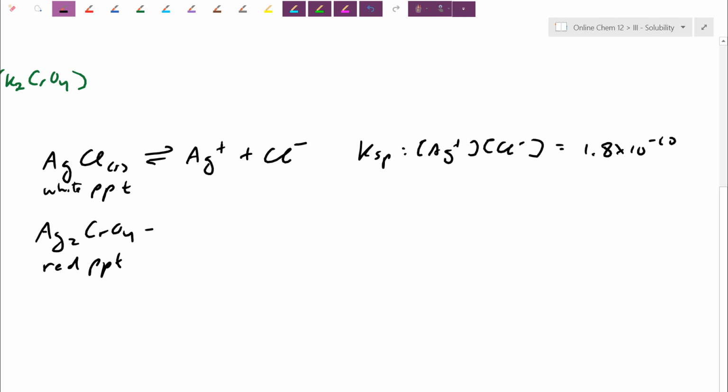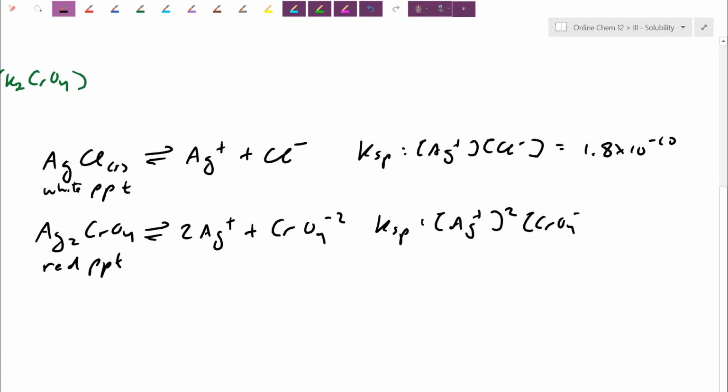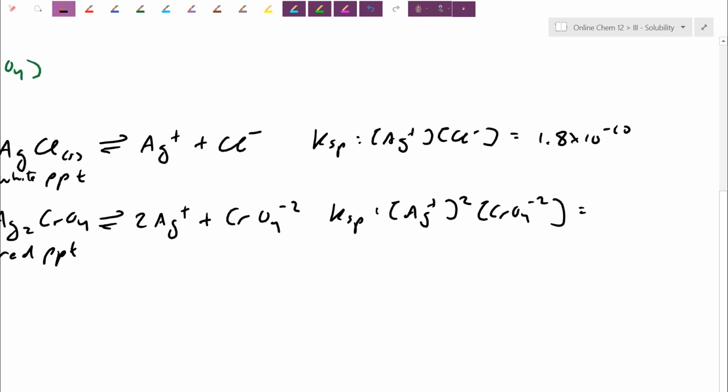The Ag2CrO4, similarly, is going to break up to become two silvers. So it's not quite a fair playing field here. I have two silvers and I have a chromate. The KSP expression there is going to be: take the silver concentration and square it, and then multiply it by the chromate concentration. The KSP for that one is similarly 1.1 times 10 to the negative 12.